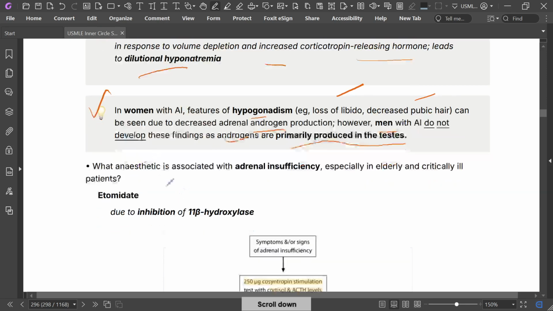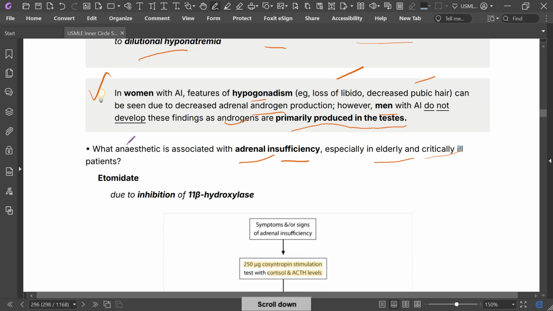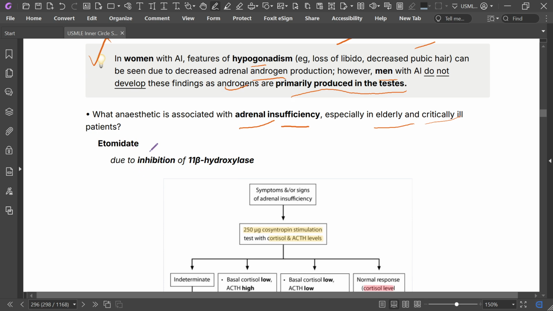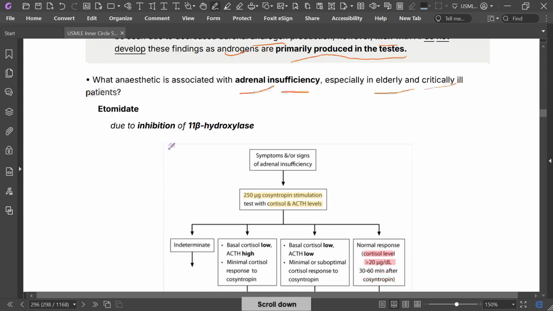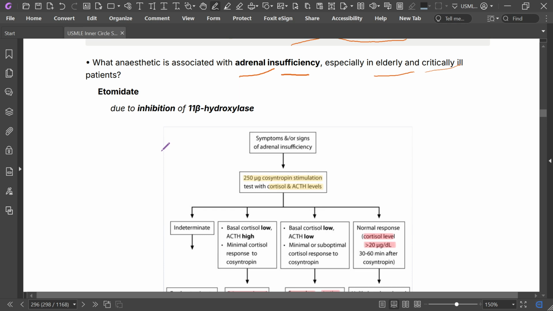What anesthetic should be given in patients with adrenal insufficiency? In patients with adrenal insufficiency, especially elderly and critically ill patients, etomidate should be avoided. What anesthetic is associated with adrenal insufficiency? Especially etomidate, due to inhibition of 11 beta hydroxylase.